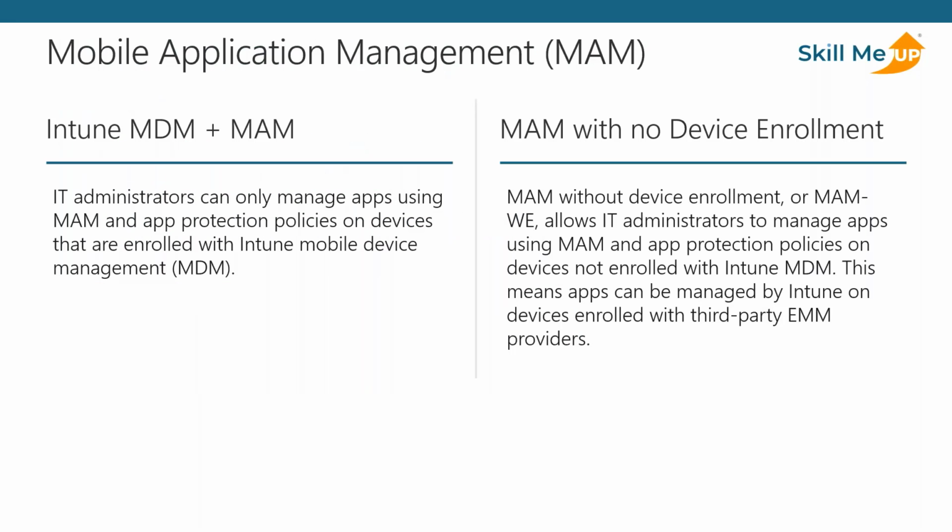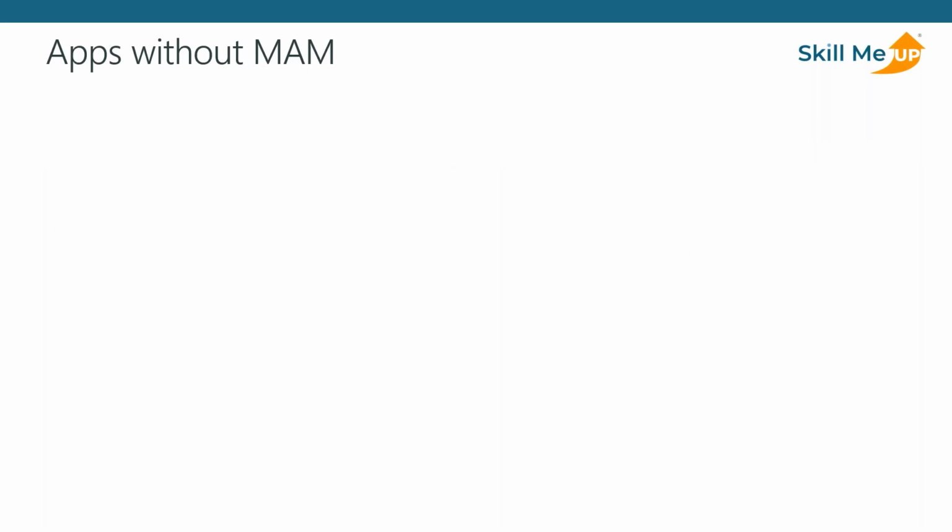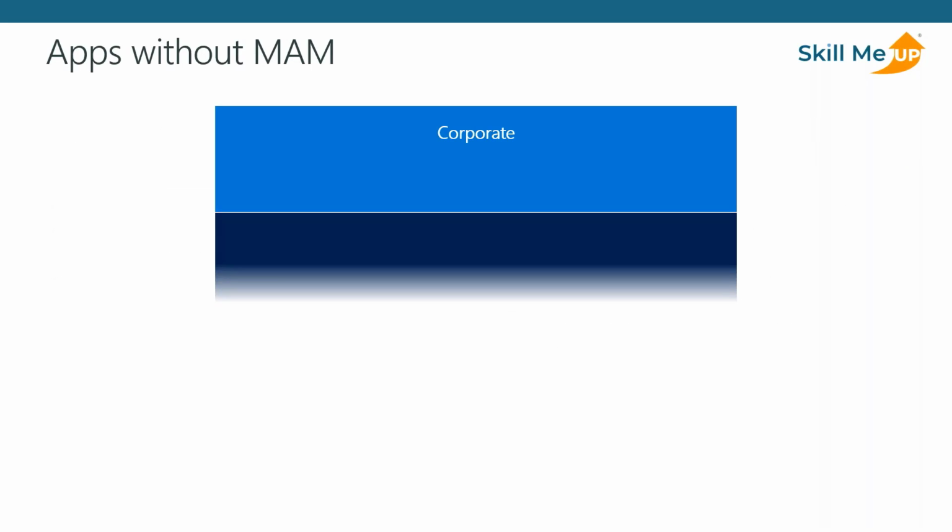So what's the difference here? Intune MAM, or Mobile Application Management, supports two configurations. One is called Intune MDM plus MAM. This is where you as the IT administrators can manage the apps using MAM and app protection policies on devices that you actually manage anyway. So these are devices that you've registered and deployed and managed and protected using mobile device management. Then, of course, we have MAM with no device protection, which is the bring your own device capability. And what this allows me to do is to protect the apps that you choose, but not touch the phone itself.